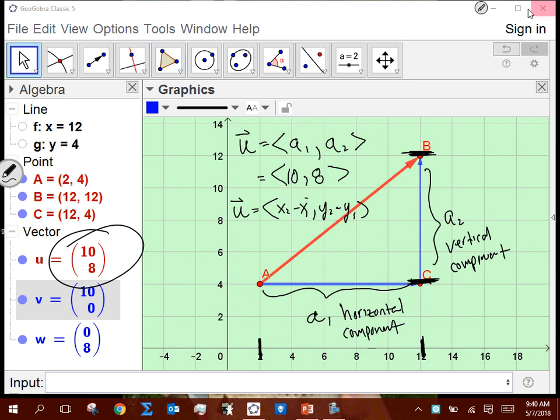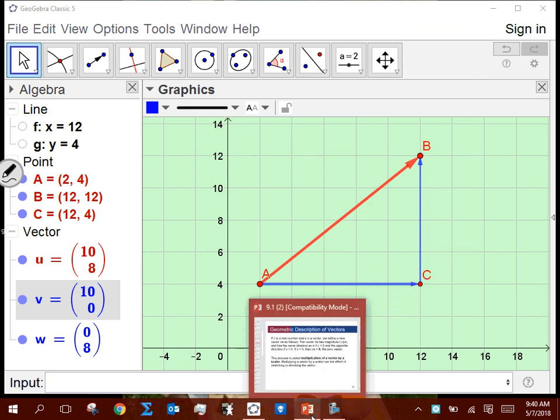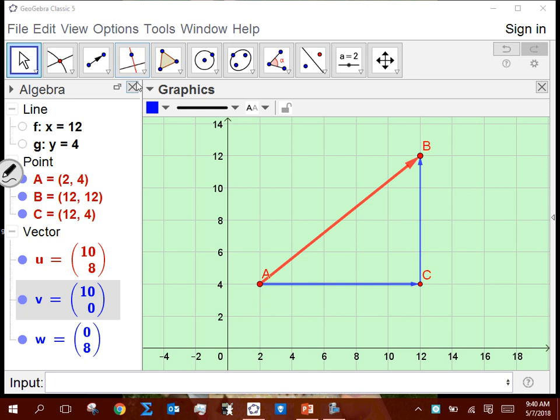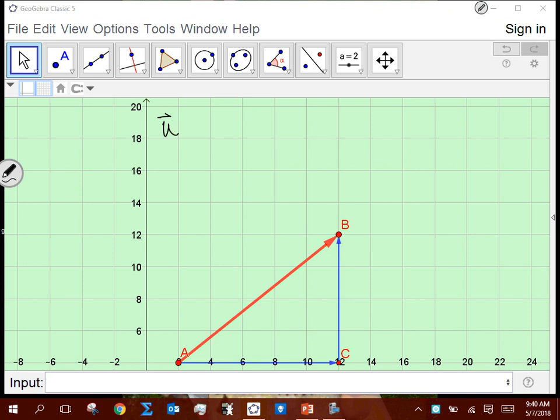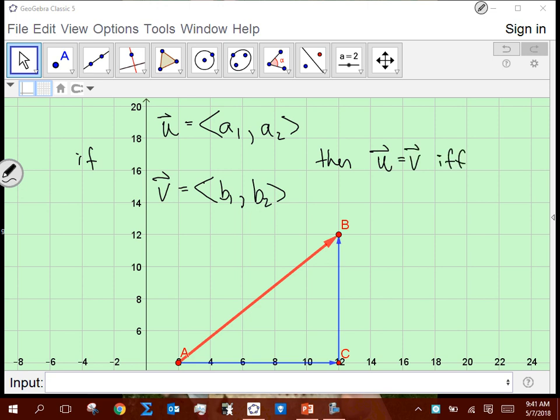All right, so if that's the case, when I want to talk about whether two vectors are equal using algebra, it's going to say that if vector u is equal to <a1, a2> and vector v is equal to <b1, b2>, then vector u is equal to vector v if and only if a1 equals b1 and a2 equals b2.